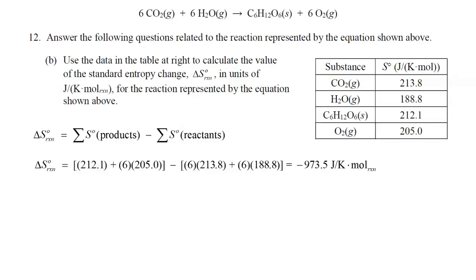Those are our products. And then minus the sum of the standard molar entropies for the reactants. It's going to be 6 times the number for CO2, so 6 times 213.8, and then plus 6 times the number for water vapor, which is 188.8. So we do all of that math, and our delta S works out to be negative 973.5, and the units are joules per Kelvin mole of reaction. So in part A, we calculated the delta H for this reaction under standard conditions, and in part B, we calculated the delta S under standard conditions for this reaction.